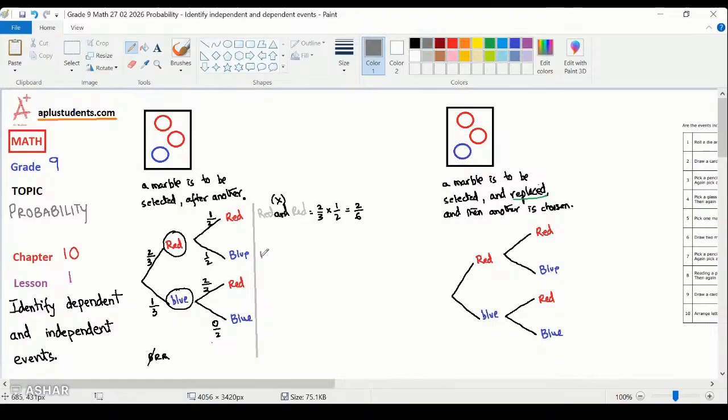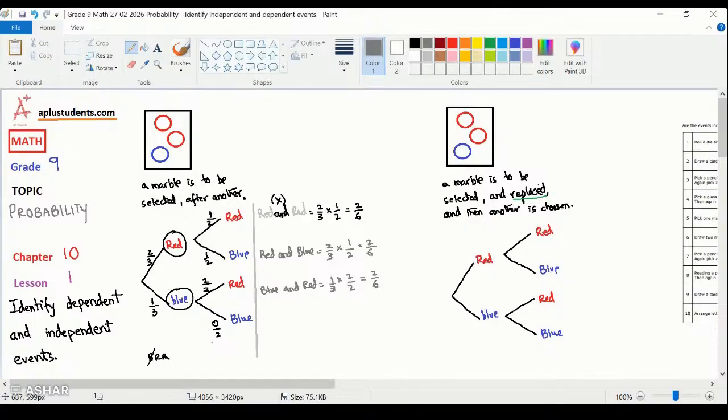Then we have red and blue. What was the probability of red? Red was 2 over 3. Once we took out one red, the total number of marbles were reduced to 2, and there was one, it is again 2 over 6. Then we have blue and red. The probability of blue was 1 upon 3 into 2 upon 2. That means 2 over 6.